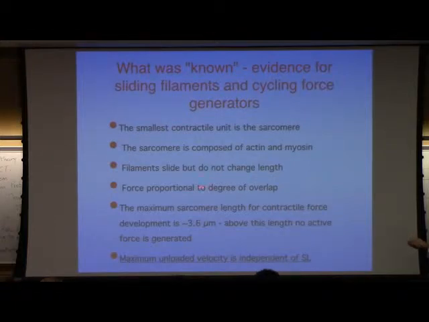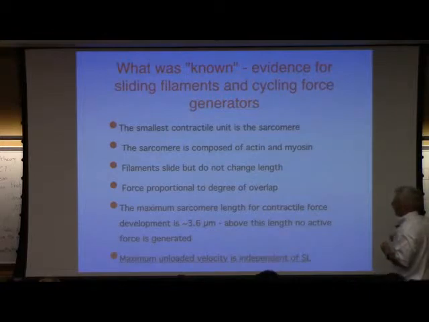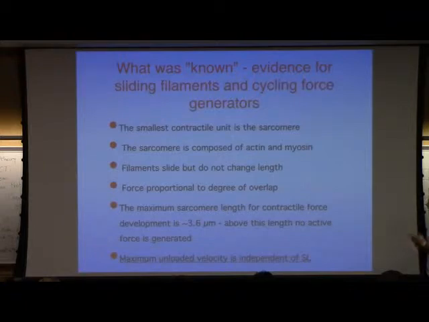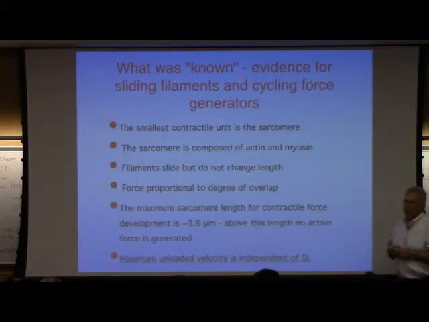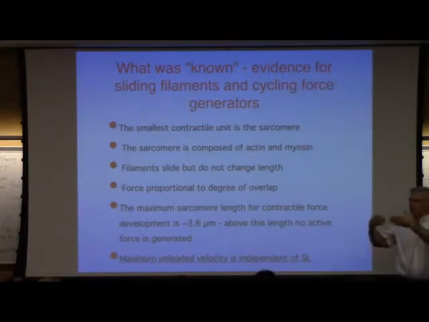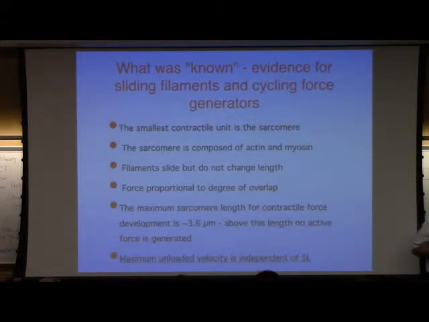To be clear, actually, it's a little more complicated because it really depends on the amount of single overlap versus double overlap. I'll get to that in a second. Then for maximum sarcomere length of about 3.6, force goes to 0, and then above that you can't get any force out of it. So that was sort of the end of our sarcomere length force curve. And then this maximum unloaded velocity is mostly independent of sarcomere length. So that means, again, over most of the range, there's this maximum shortening velocity that you'll see out of the muscle or out of the sarcomere.